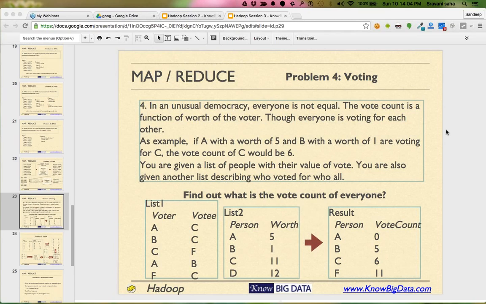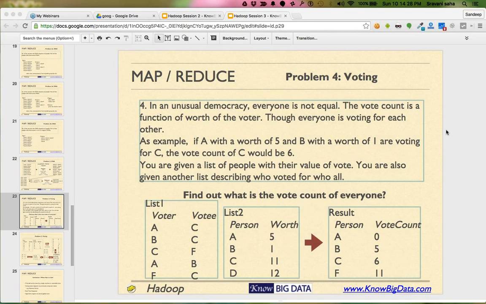Now, so the question is like this. In this unusual democracy, not everybody is equal. Unlike in our democracy where everybody's vote is counted as one, in this democracy, the person's vote is based on how much wealth they have.